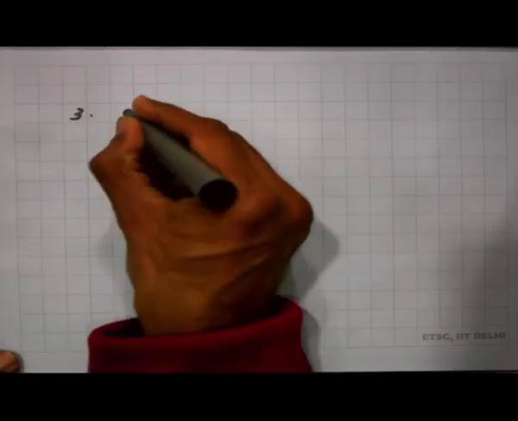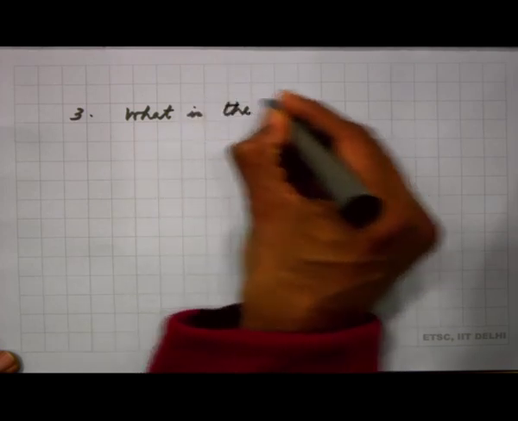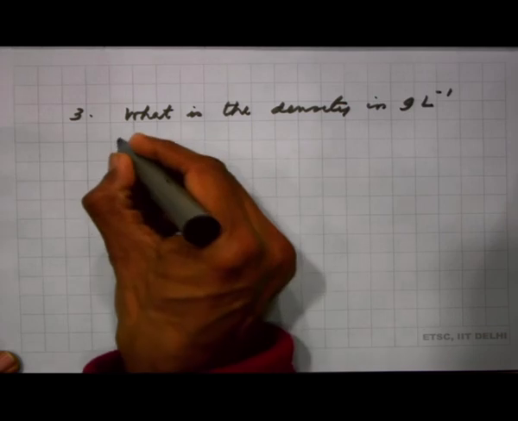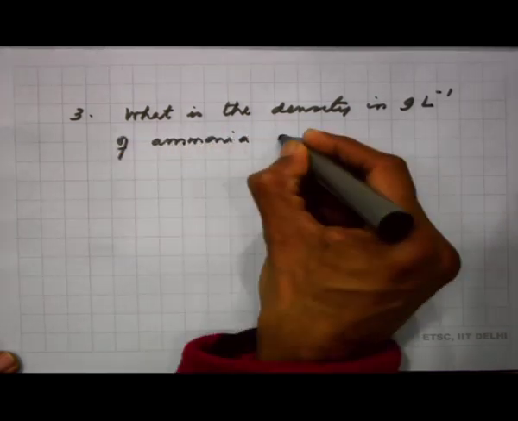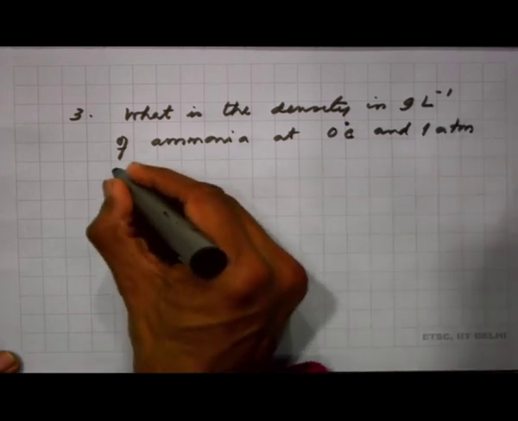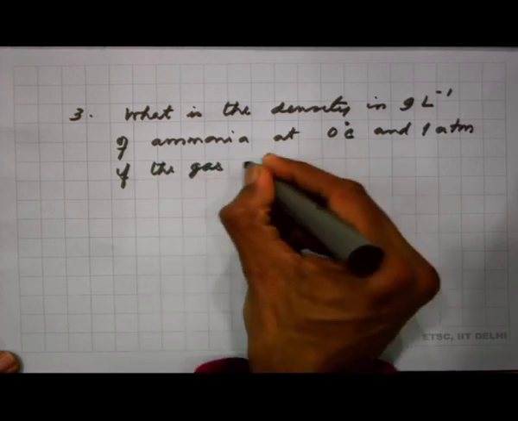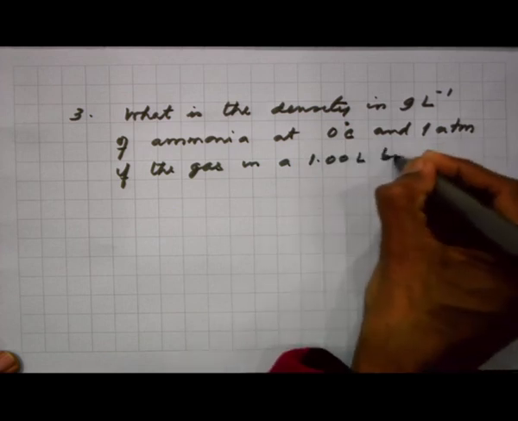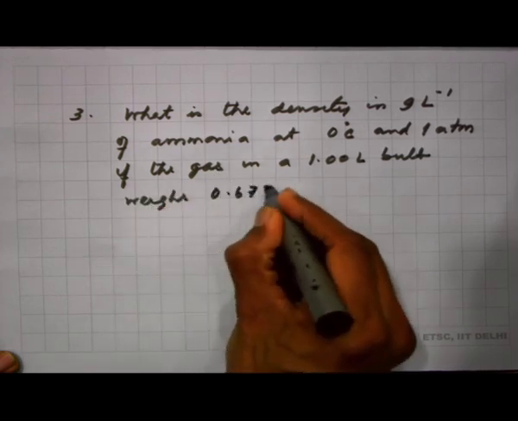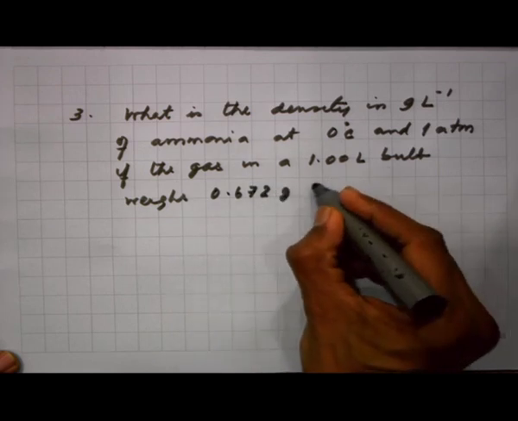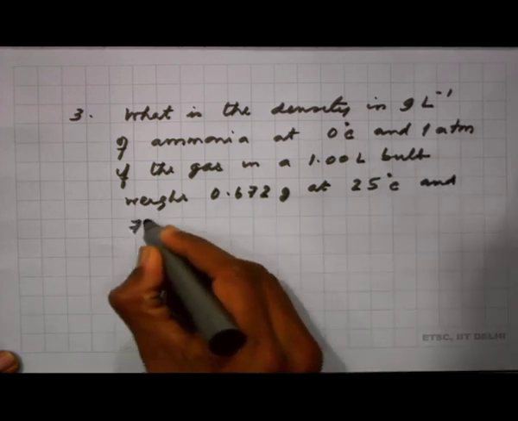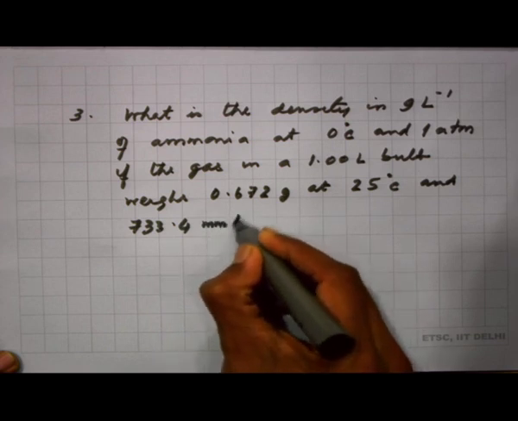Here is another interesting one. What is the density in grams per liter of ammonia at 0 degrees Celsius and 1 atm pressure if the gas in a 1 liter bulb weighs 0.672 grams at 25 degrees Celsius and 733.4 millimeters of mercury pressure.